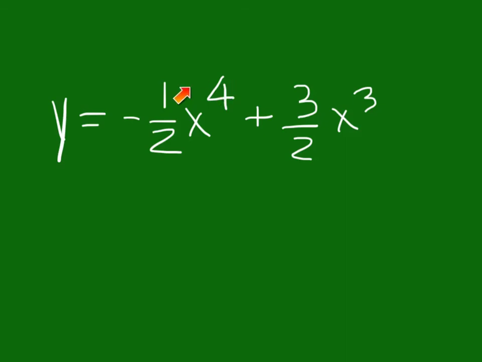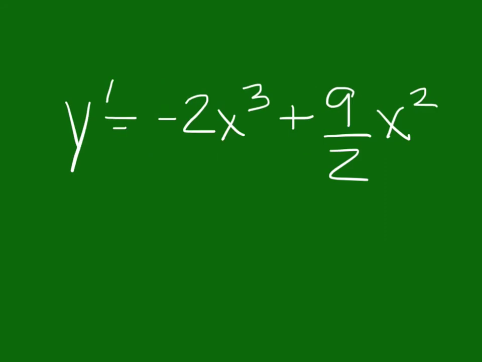You'll bring this 4 down, multiply by a negative half, and decrease the exponent by 1. Bring the 3 down, multiply it by the numerator of 3, decrease this exponent by 1. And your final answer should be negative 2x to the third plus 9/2 x to the second.